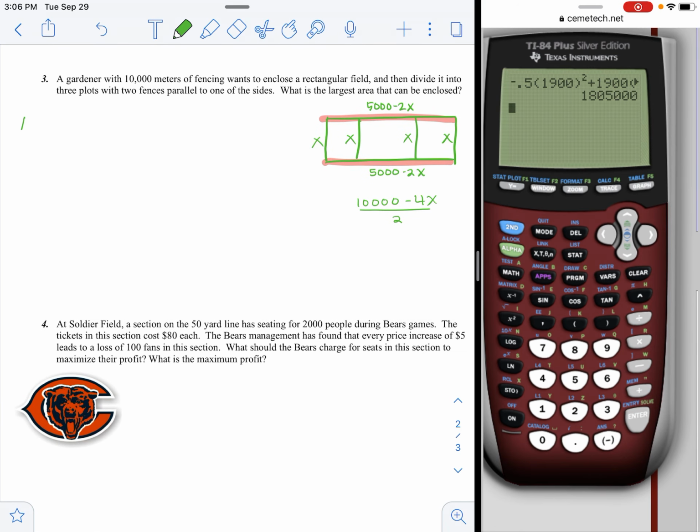Okay, area. X times 5,000 minus 2x. So area is 50,000x. Oops, I forgot a 0. 5,000x minus 2x squared. Standard form, area is negative 2x squared plus 5,000x.